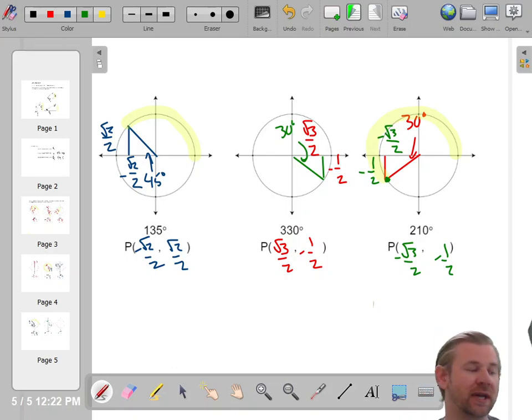Okay. If you can construct these terminal points and you can draw these triangles, then putting the whole unit circle together really isn't that big of a deal. It's just a matter of overlaying a lot of triangles on top of each other.